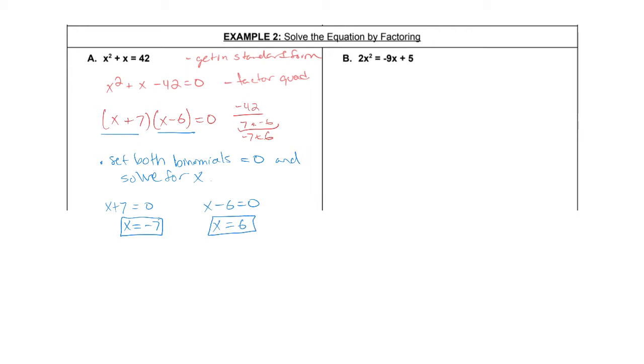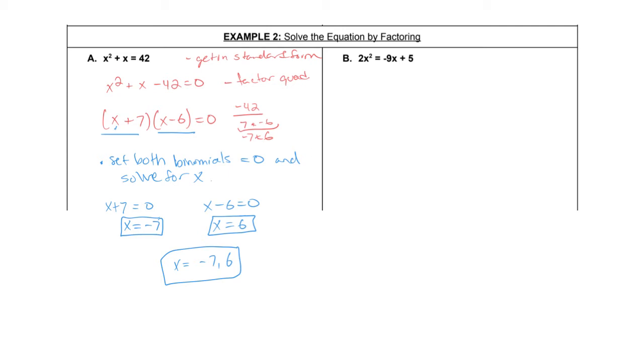When you have a binomial like x plus 7 or x minus 6, your solution is always going to be the opposite sign. Right? x plus 7 becomes x equals negative 7, because you're finding out which number makes that binomial go to 0. So if we plugged in negative 7 for x, it'd make that 0, and that'd make the whole function 0. So our solutions are x equals negative 7, comma 6.